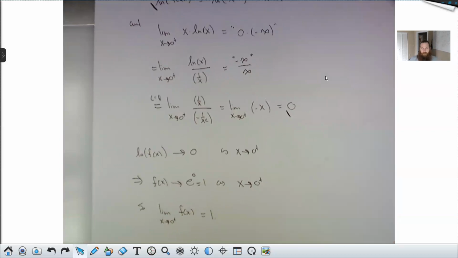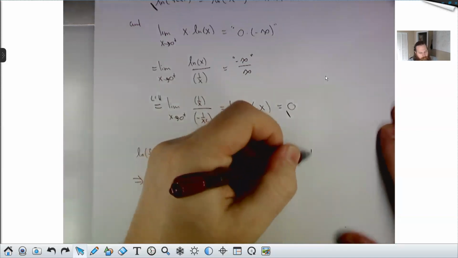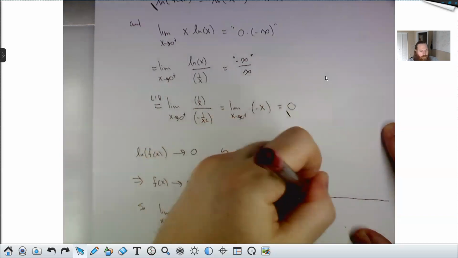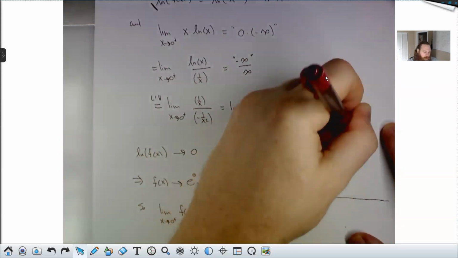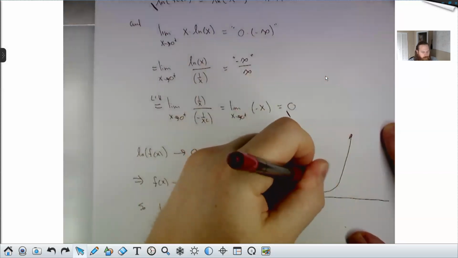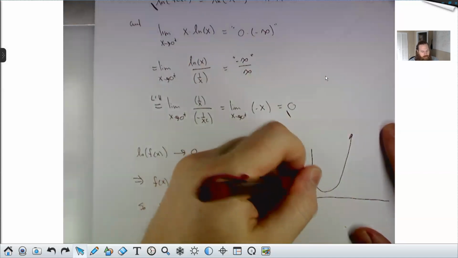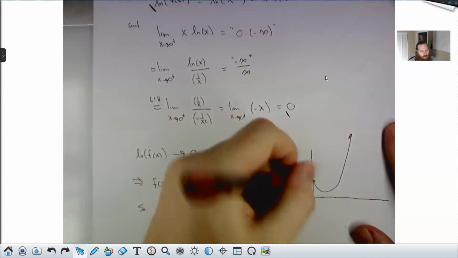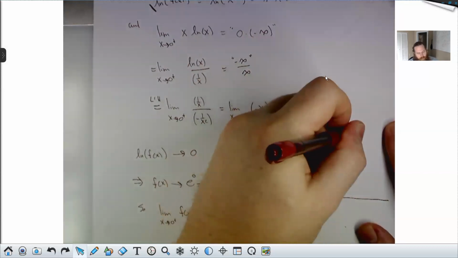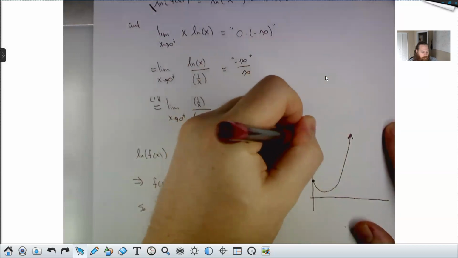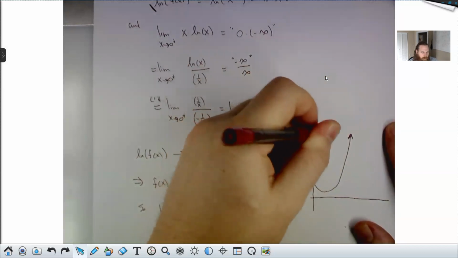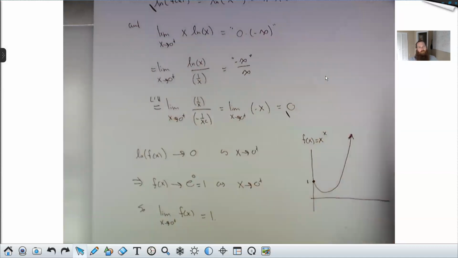The graph of x to the x you've probably never seen. It's a pretty weird looking function. If you want it to be defined, you can only plug in real numbers that are bigger than 0. But if you define it piecewise so that it's defined at 0, the height here is 1. It dips down for a minute and then it explodes way up. So this is f of x equals x to the x with the hole at 0, 1 filled in because I know that that limit is 1.